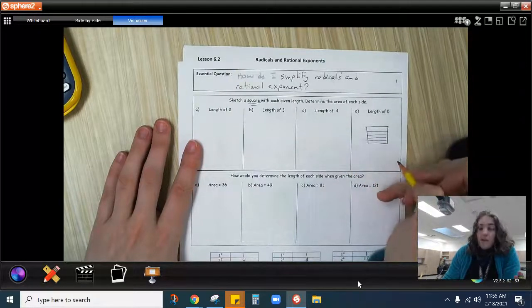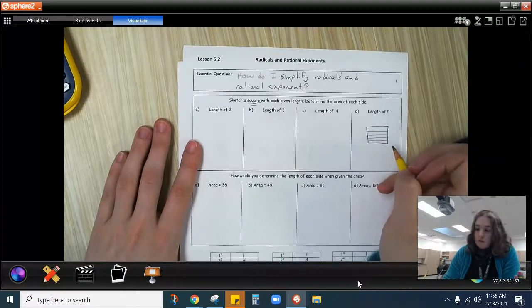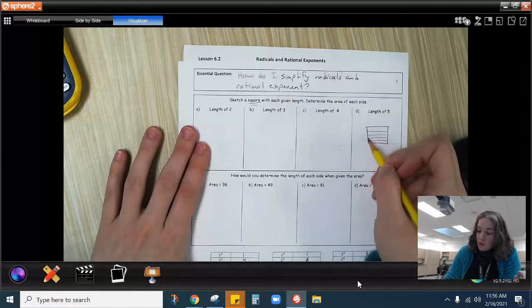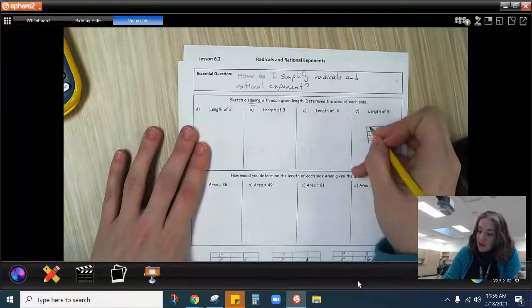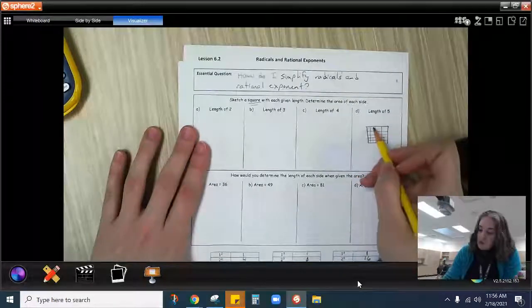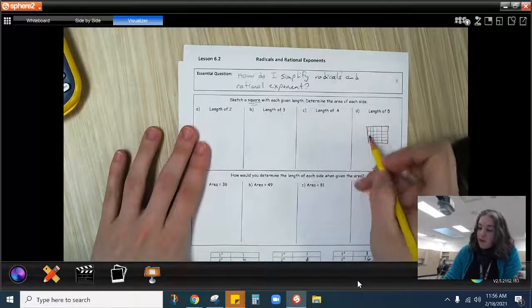My lines are not perfectly even. That's okay. Hopefully your artist out there can do a little better than me. The length of 5, I've got 1, 2, 3, 4, 5. I've got 5 strips, but I need to have squares. So 1, 2, 3, 4, 5. So I've got a 5, right?